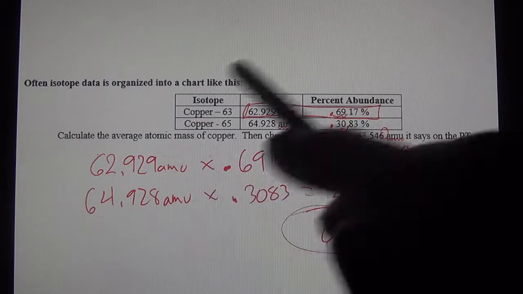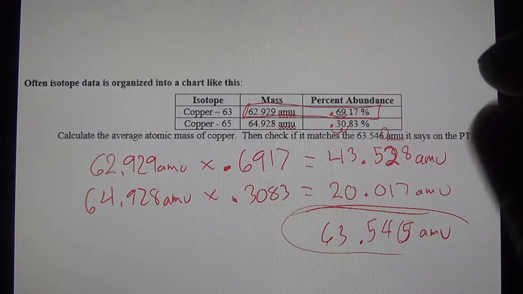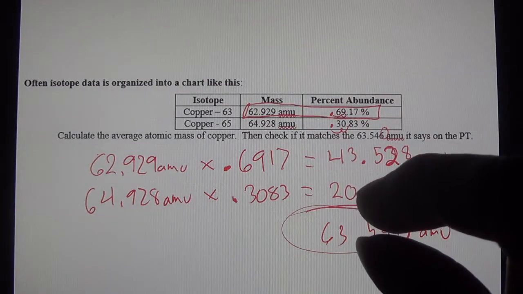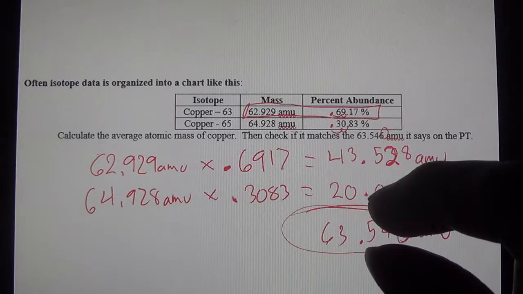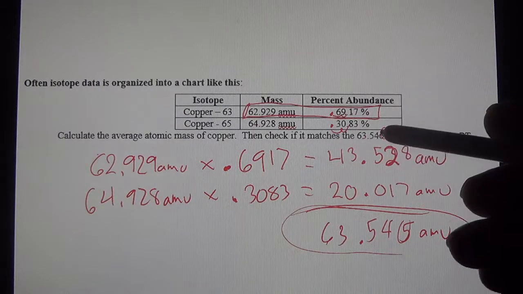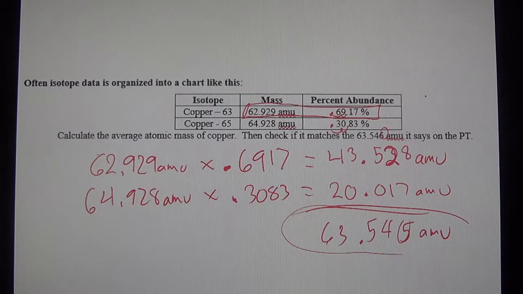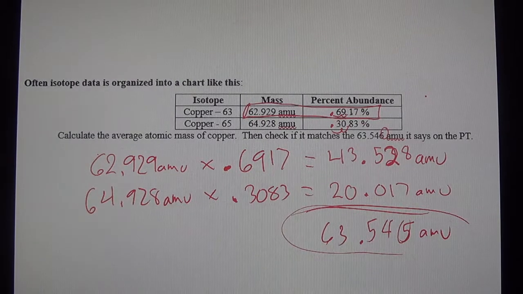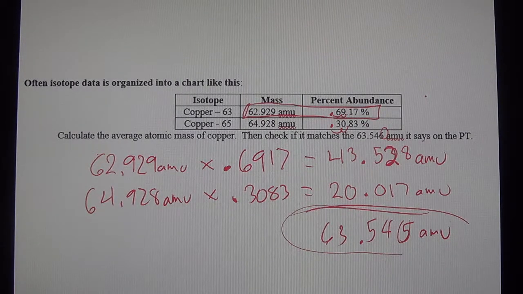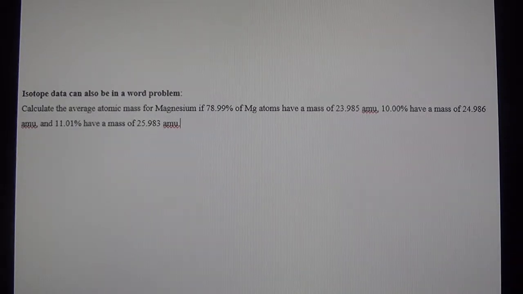Or there might be one other isotope of copper out there that is minutely abundant, and so it was ignored when making this table, but would not be ignored when writing the mass on the periodic table. But I want to point out this is exactly how that mass on the periodic table was found. A weighted average of the natural isotopes of the elements. Okay, one last example.